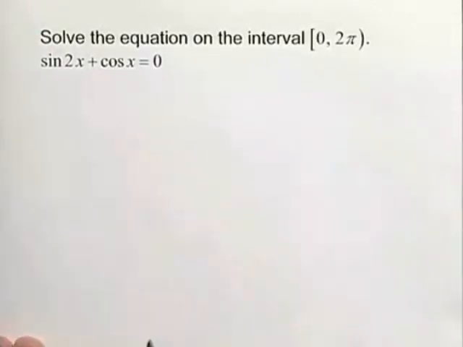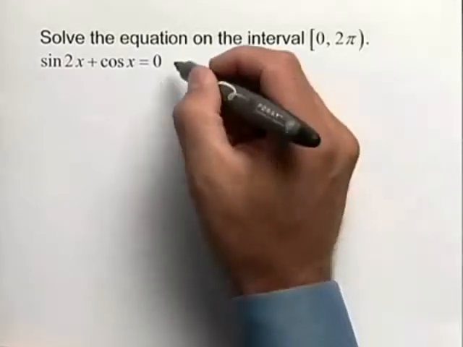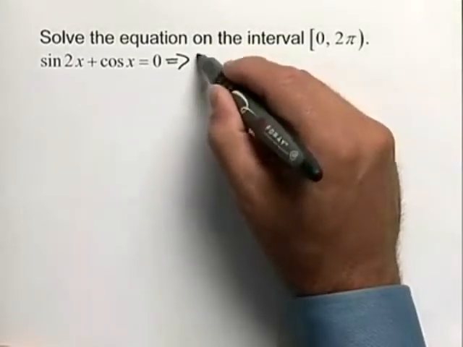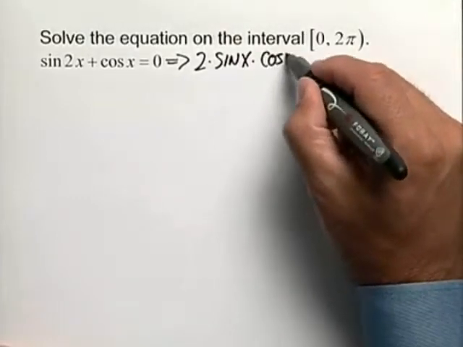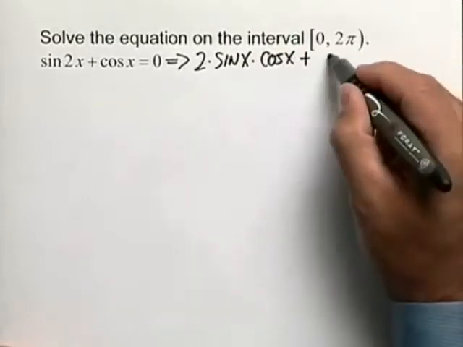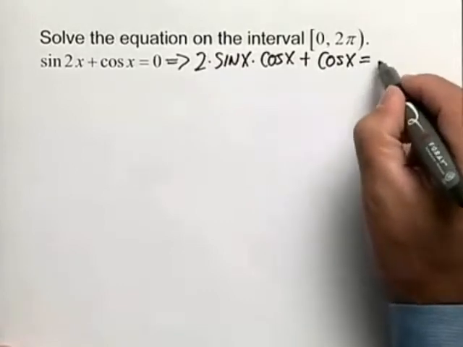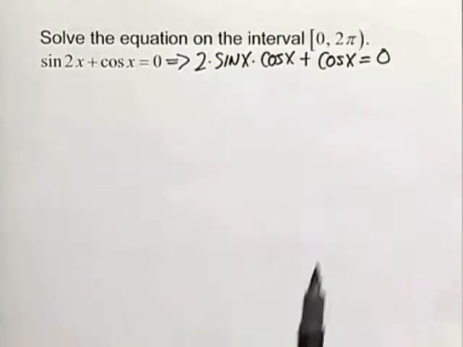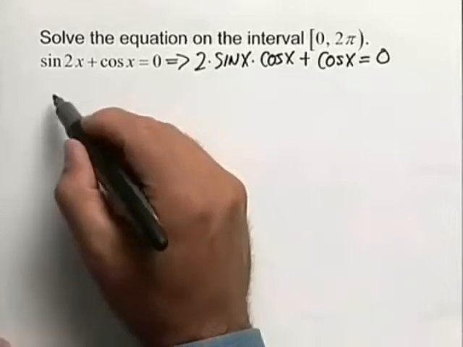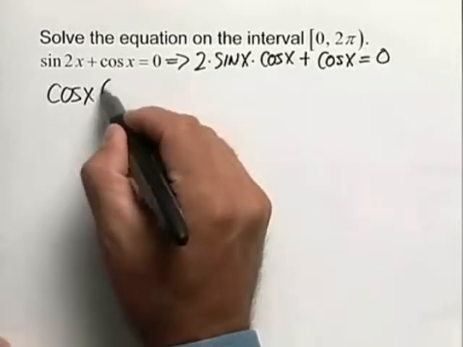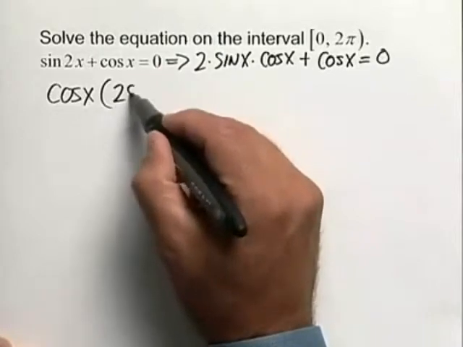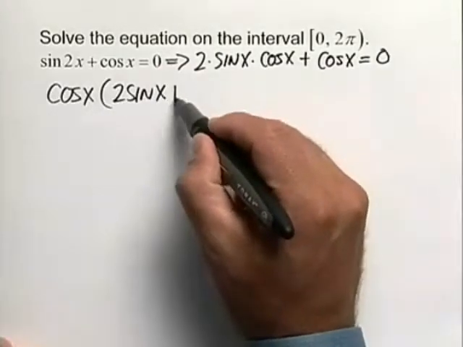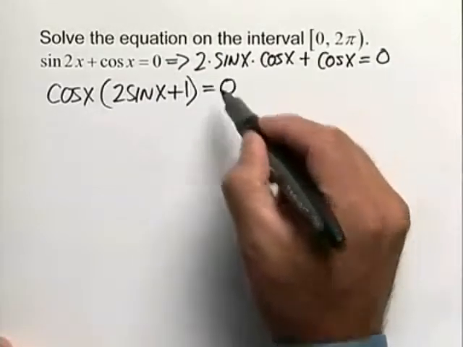The first thing you want to do here is substitute in our double angle formula for the sine of 2x. We know this to be equal to 2 times the sine of x times the cosine of x, plus the cosine of x that was there before, equal to 0. Now we have a common factor, the cosine of x. We'll factor that cosine x out in front and multiply by what remains. From this we have cosine x times 2 sine of x plus 1, and that product is equal to 0.